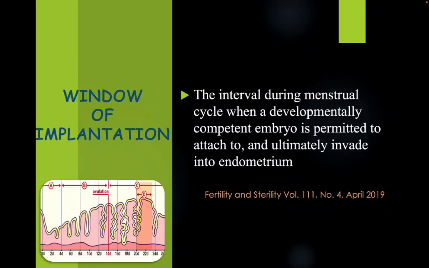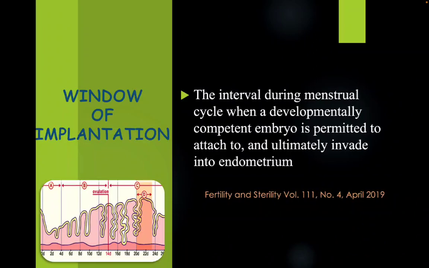The first stage was embryo apposition. Second was embryo adhesion. The third and final stage was embryo invasion. So when the competent embryo is ready to invade into the endometrium, that period of the menstrual cycle is known as the window of implantation, when the embryo can invade into the endometrium.